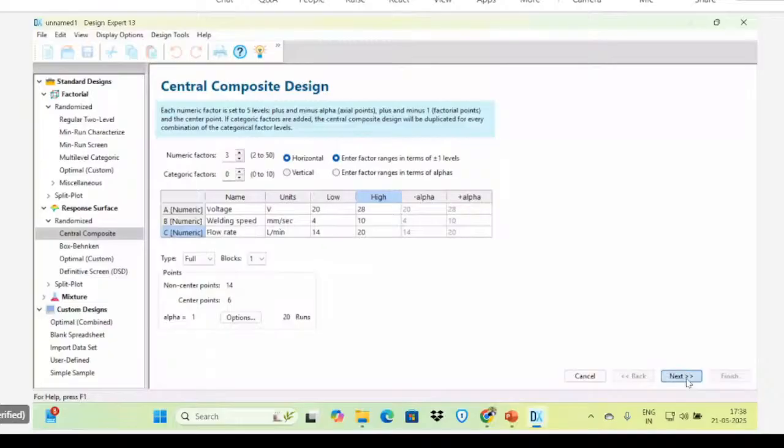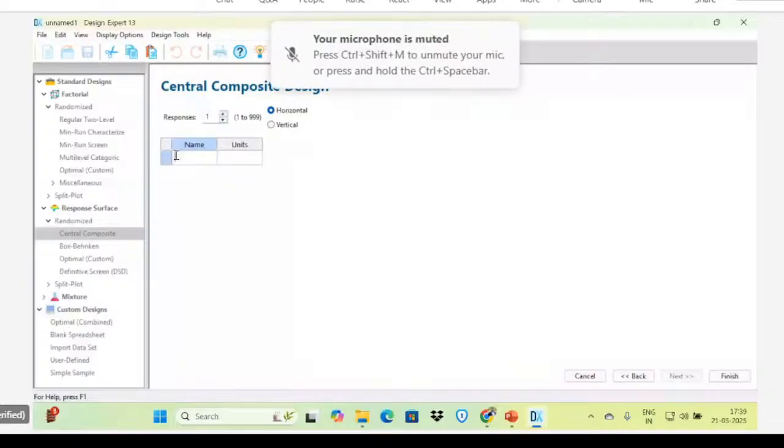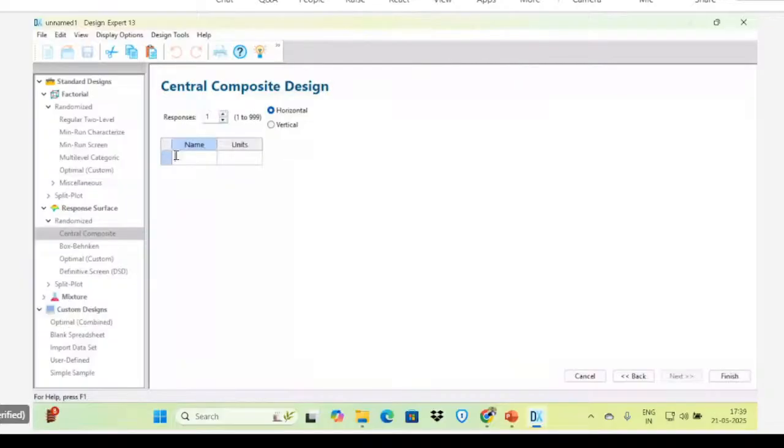And this window is showing central composite design responses. So what are the responses you are having? All the responses you have to add. Suppose weld width is our first response, and the unit is mm. So 5 responses we are having. After weld width you can add weld reinforcement, that is also in mm.